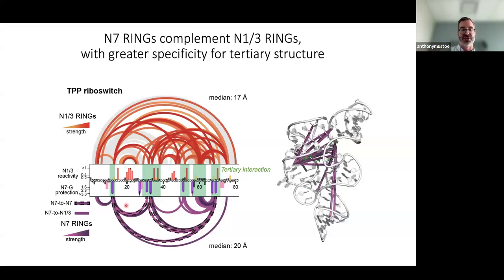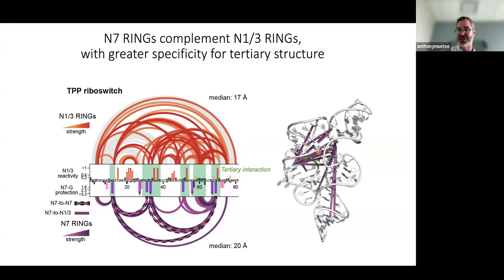We also see correlations between N7 modifications and N1 modifications. So, sort of drawing these out, we call these ring networks. We can compare and contrast between the N1 N3 rings and the N7 rings: there are many more N1 rings overall, but the N7 rings are a bit more specific to tertiary structures in particular. So we think that there's value added there.